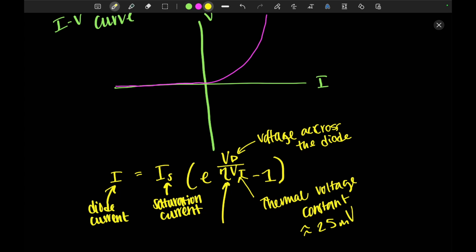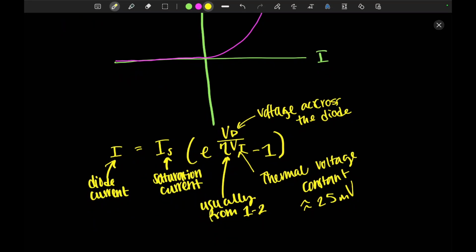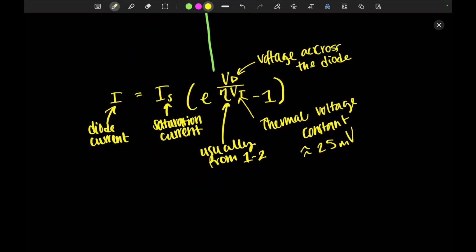The N here is the ideality factor. It's a number usually from 1 to 2, depending on how great your diode is. If it's a 1, it's basically perfect. And yeah, so this equation, right? We just kind of discussed all the components of it. It would be a little hard to solve. If you think about it, if you're going to try to do KCL, KVL, whatever your circuit solving techniques, right? You try to plug this one in, yeah, it gets kind of messy fast.